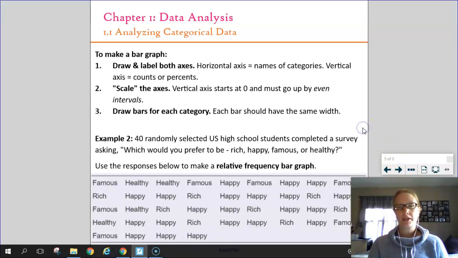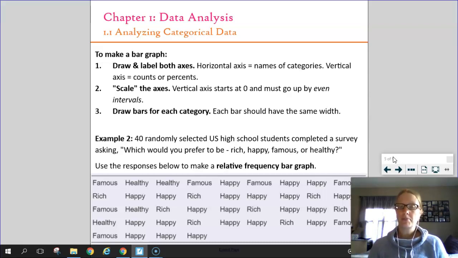I'm going to give you an opportunity now to practice that. Down below in example 2, you see the responses from 40 randomly selected U.S. high school students who completed a survey asking, which would you prefer to be? Rich, happy, famous, or healthy? Pause here to make yourself first a relative frequency chart where you're going to count the number of responses for each of those 4 words and then figure out which proportion they are out of the total. Then use that data to make a bar graph.